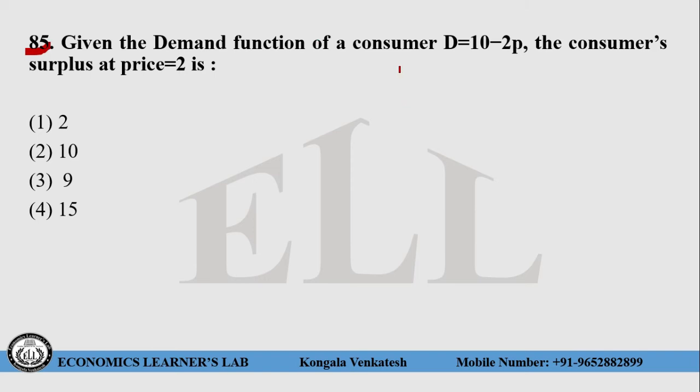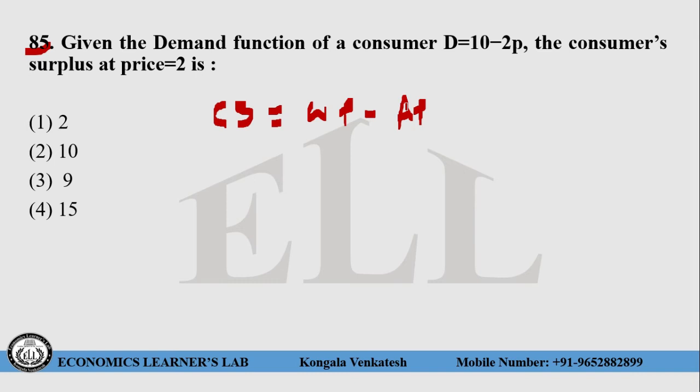Given the demand function of consumer D equal to 10 minus 2p, the consumer's surplus at a price equal to 2 is: choice number 1, 2; choice number 2, 10; choice number 3, 9; choice number 4, 15. So how can you do this type of problem? What is consumer surplus? Consumer surplus is nothing but willingness to pay minus actually paid, right?